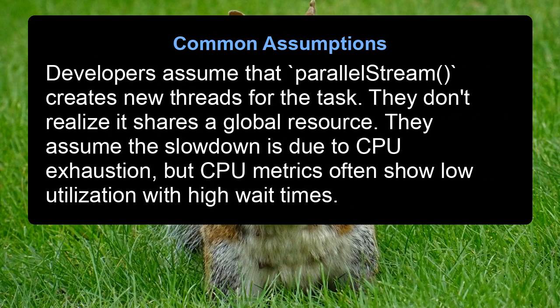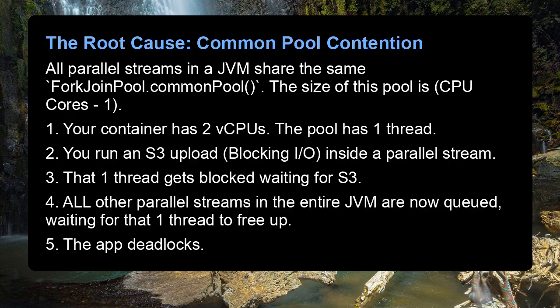Common assumptions. Developers assume that parallelStream() creates new threads for the task. They do not realize it shares a global resource. They assume the slowdown is due to CPU exhaustion, but CPU metrics often show low utilization with high wait times. The root cause: common pool contention.